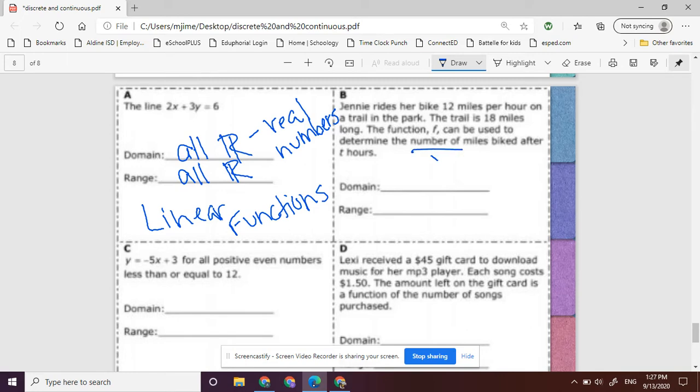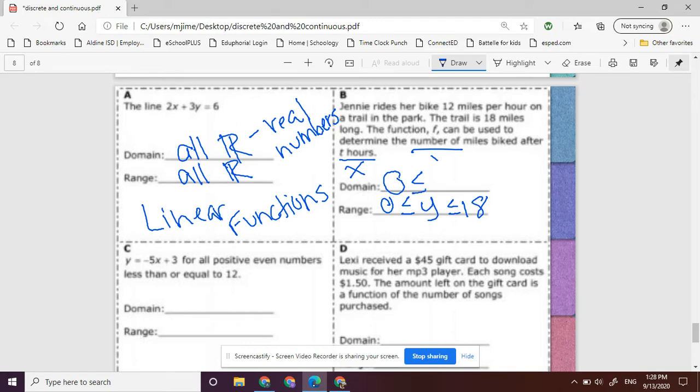F can be used to find the number of miles biked over T hours. T is my x, y is my miles. They already told us it's 0 less than or equal to y less than or equal to 18. Now, why is it 18? Because that's how long it is. Why is it less than or equal to? Because it's hours, so you can use decimals. If I'm going to drive 0, I'm going to do 0 time.